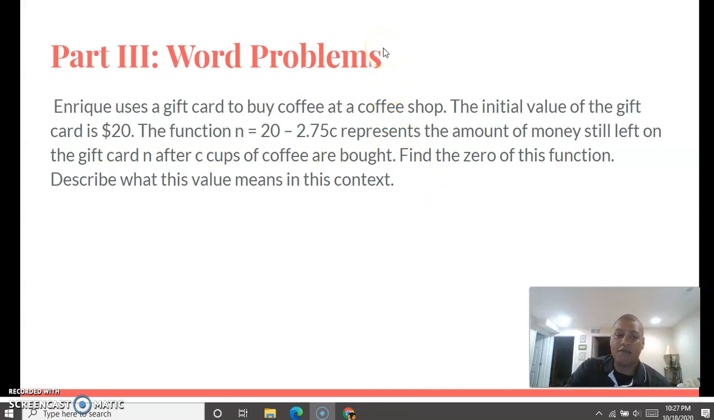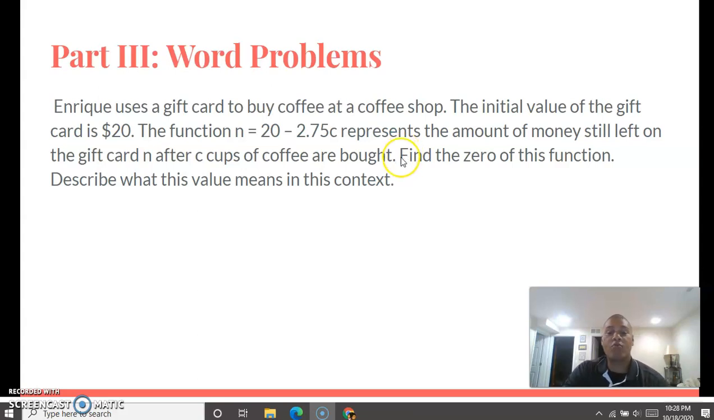The initial value of the gift card is $20. Turns out that's extra info too, because the function n equals 20 minus 2.75c represents the amount of money still left on the gift card after c cups of coffee are bought. Okay, that's the first real important bit of information, and there's a ton of it there.